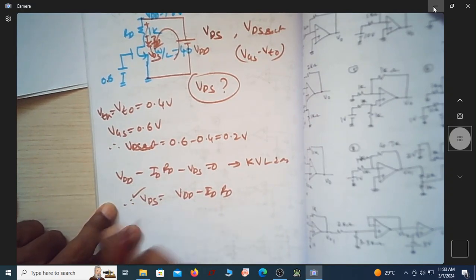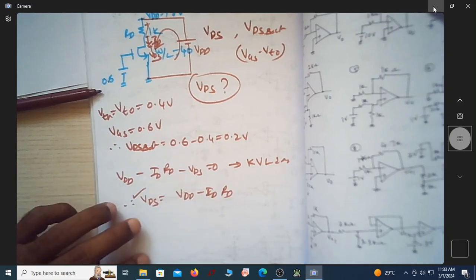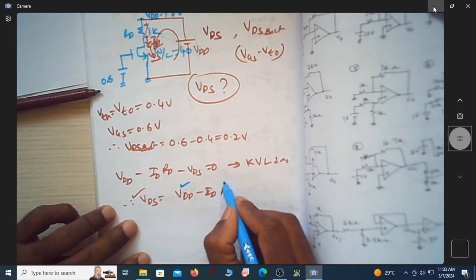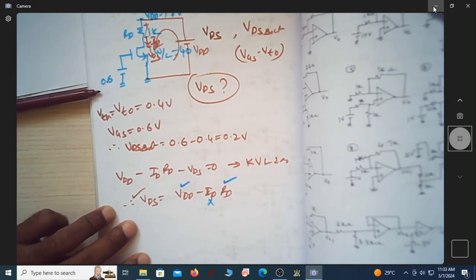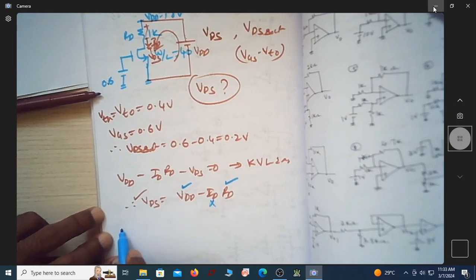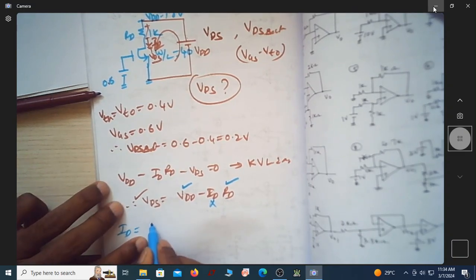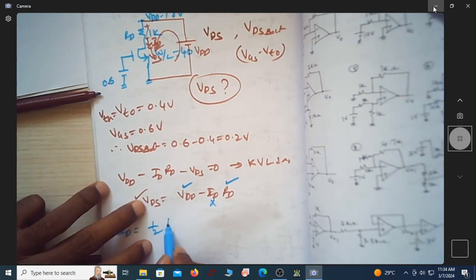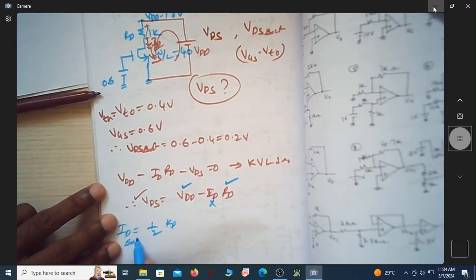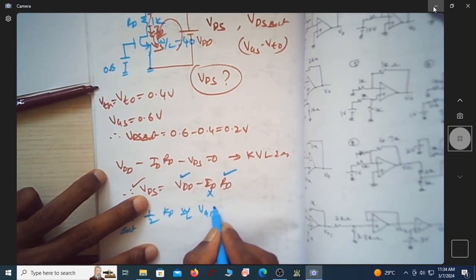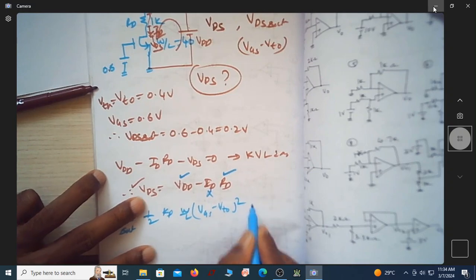Now I need to find the value of VDS. To find the value of VDS, this is the equation, but I know VDD, I know RD, but I don't know what ID is. ID I need to find. So what is the ID expression? ID is equal to, assuming the MOSFET is in saturation region, ID sat, half Kp W by L, VGS minus VTO whole square.